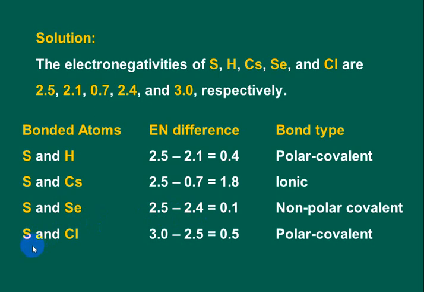And finally, sulfur and chlorine. The electronegativity of chlorine is the highest here, equals 3. And the electronegativity of sulfur is 2.5. 3 minus 2.5 equals 0.5. 0.5 lies between 0.3 and 1.7. It is polar covalent. And the electronegativity of chlorine is more than the electronegativity of sulfur. So the chlorine atom is the more electronegative here.